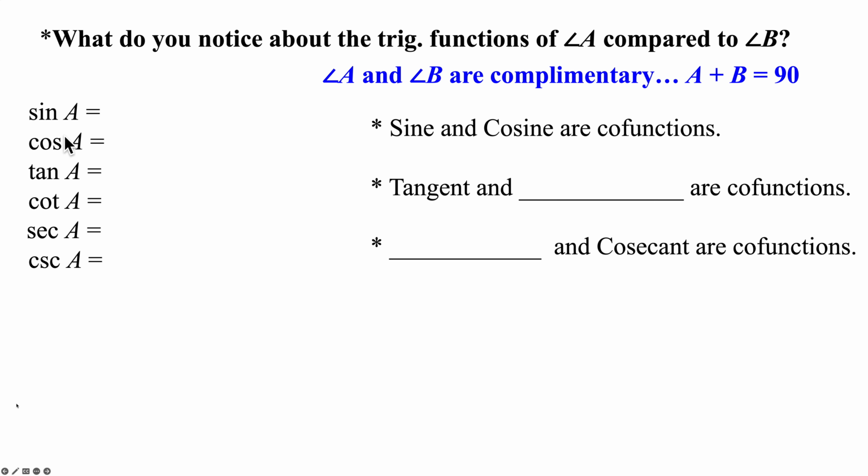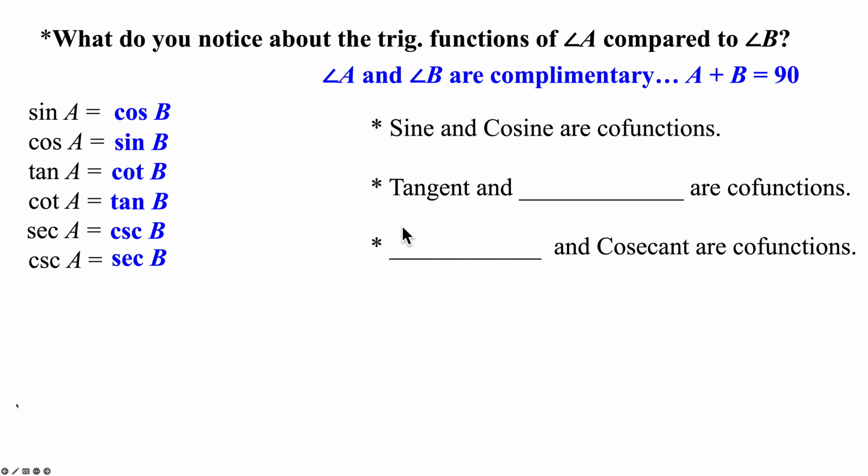So we had sine A, cosine A, tangent A, cotangent A, secant A, cosecant A. We said that sine of A was equal to cosine of B. And cosine of A was equal to sine of B. Tangent of A was equal to cotangent of B. Cotangent of A was equal to tangent of B. Secant of A was equal to cosecant of B, and cosecant of A was equal to secant of B.